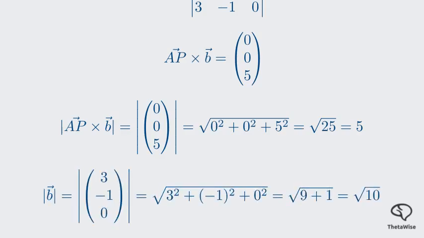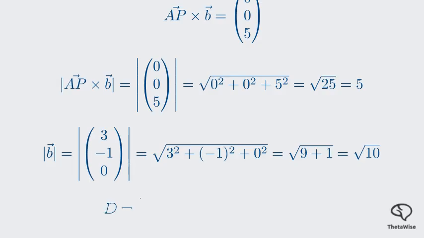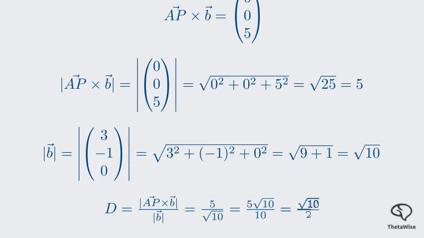The magnitude of b is the square root of 3 squared plus negative 1 squared, which is the square root of 10. Finally, we apply the formula. The distance d is 5 divided by the square root of 10. We can rationalize the denominator by multiplying the numerator and denominator by the square root of 10, which gives 5 root 10 over 10, and simplifies to the square root of 10 over 2. As you can see, this matches our previous result.